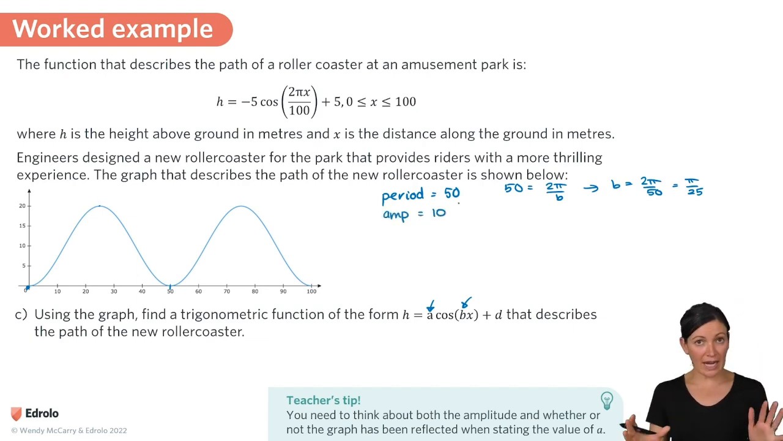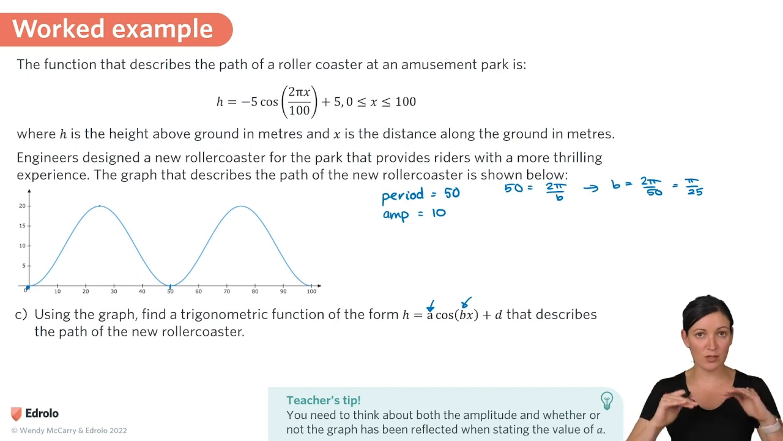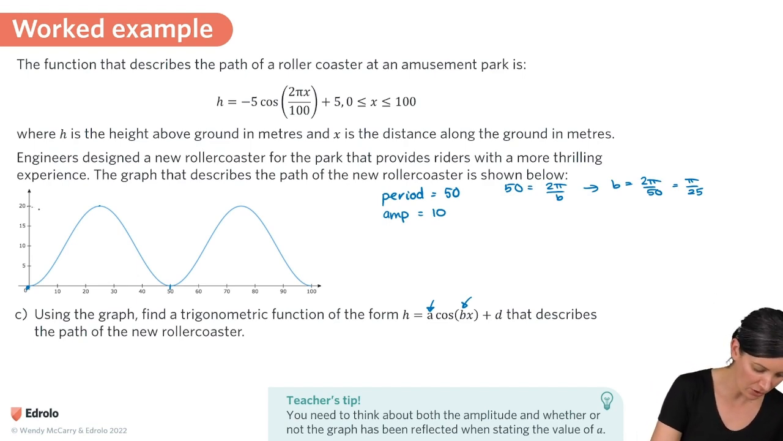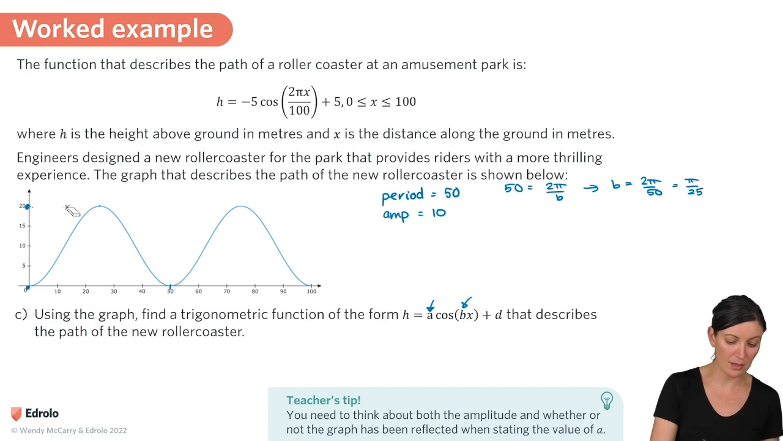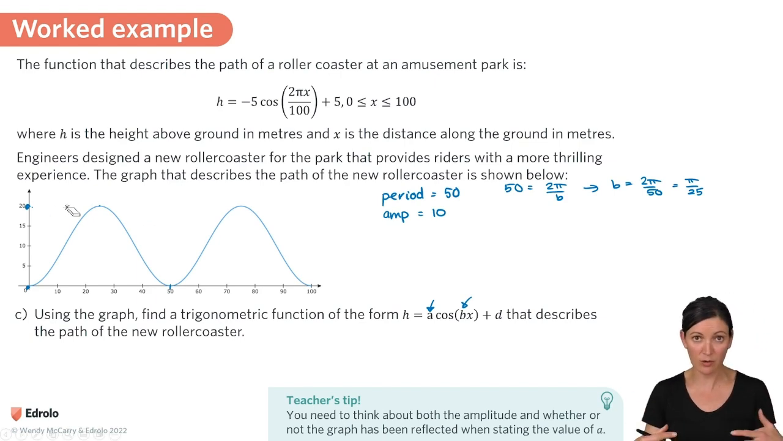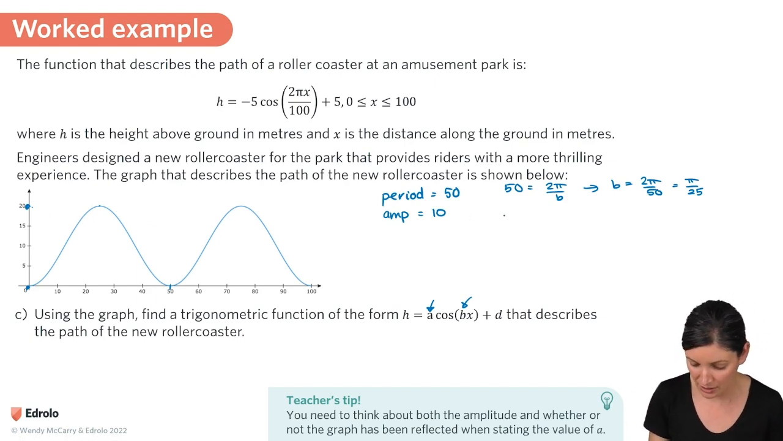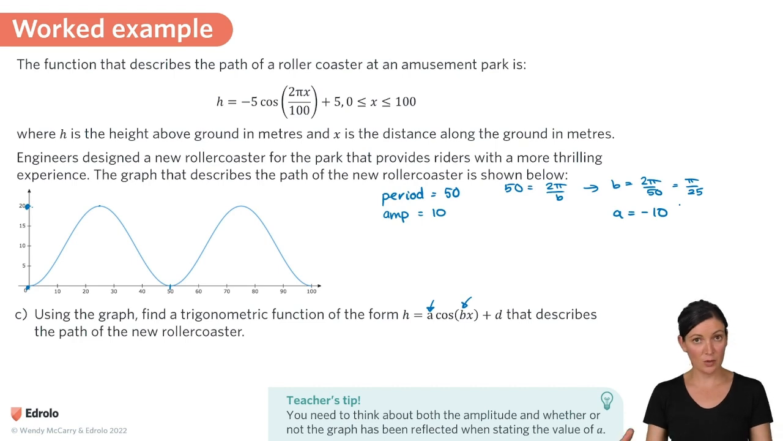But that's not our a value because this is a reflection of the cosine curve, okay? Normally, the cosine curve would start, say, up here, and we would draw it that way, okay? But this graph is upside down, so that tells us that the value of a is negative, okay? So here we know a is equal to negative 10. Okay, so we've got b and a.